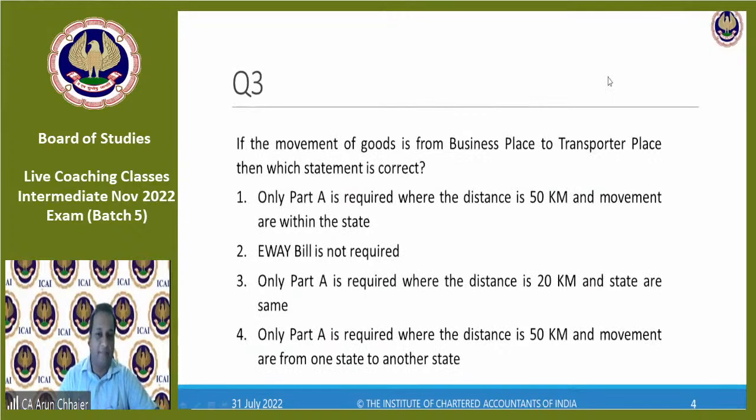Question number 3. If the movement of the goods is from business place to the transporter place, then which statement is correct? Only part A is required where the distance is 50 kilometers and movement is within the state. E-way bill is not required. Only part A is required where the distance is 20 kilometers. Or, only part A is required where the distance is 50 kilometers and the movement is from one state to another state. Which option is correct?